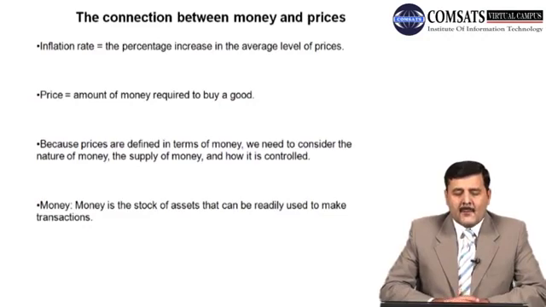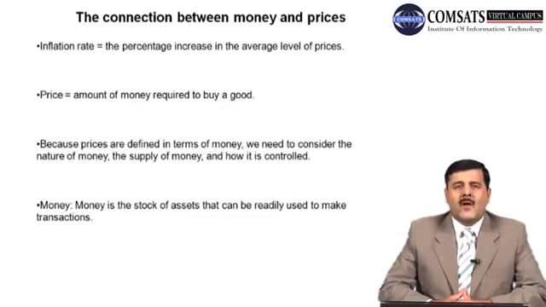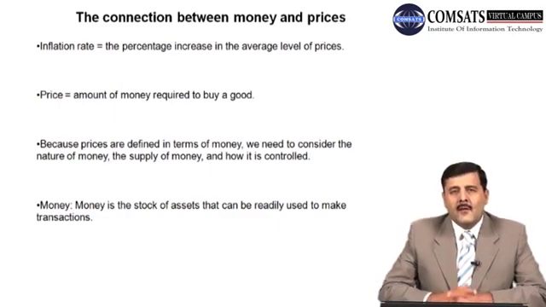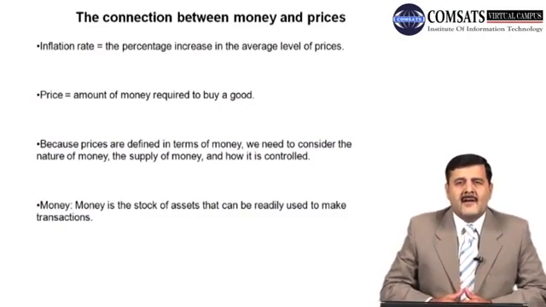Because prices are defined in terms of money, we need to first consider the nature of money, the supply of money, and the function of money. जैसा कि हमने कहा that prices are defined in terms of money, तो सबसे पहले हमें ये देखना होगा कि what is money and what are the functions of money, and what we mean by supply of money, and then what are different types of money. तो सबसे पहले जब हम prices की बात करते हैं तो prices are measured or defined in terms of money.